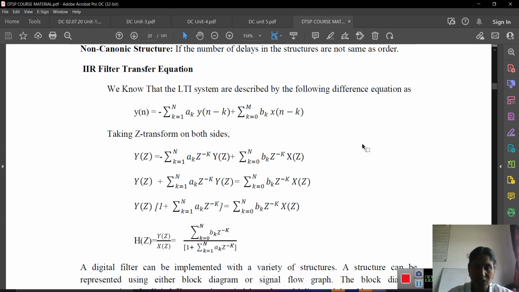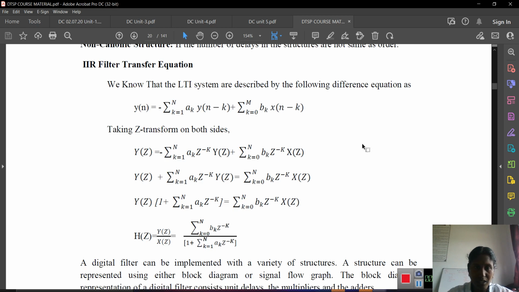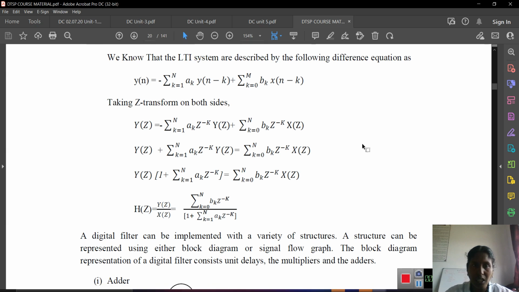IIR filter transfer function. We know that LTI systems are described by the difference equation y of n equal to minus summation k equal to 1 to N, ak y of n minus k, plus summation k equal to 0 to M, bk x of n minus k. Taking the z transform on both sides, Y of z equals minus summation k equal to 1 to N, ak z power minus k into Y of z, plus summation k equal to 0 to M, bk z power minus k X of z.